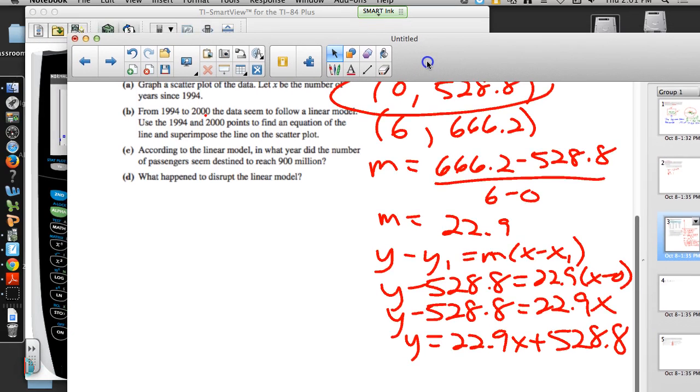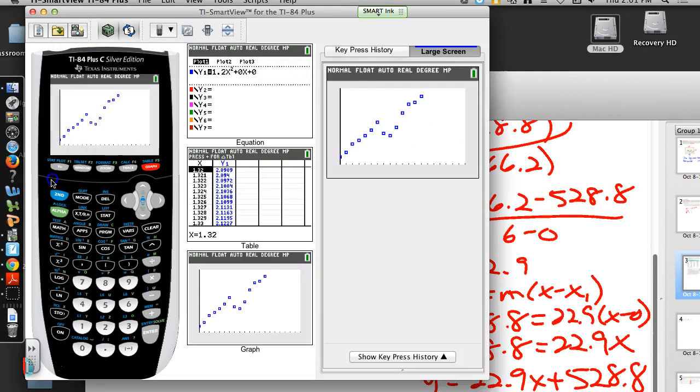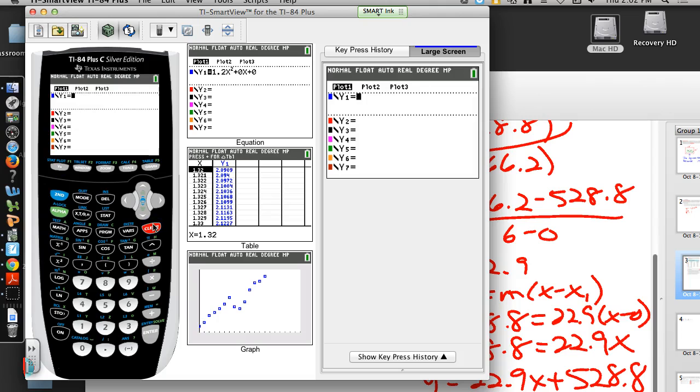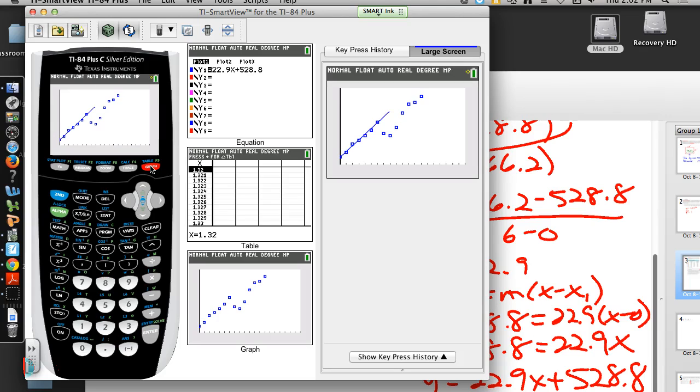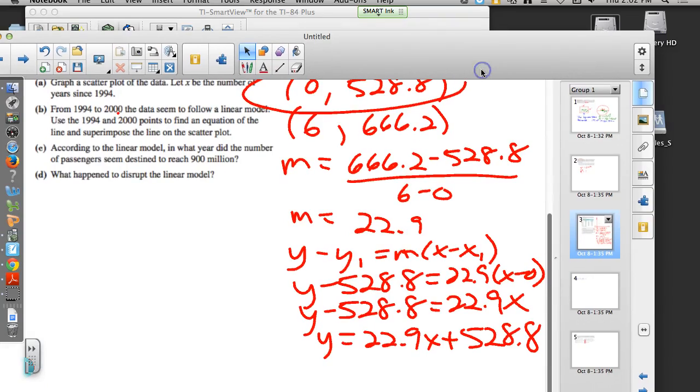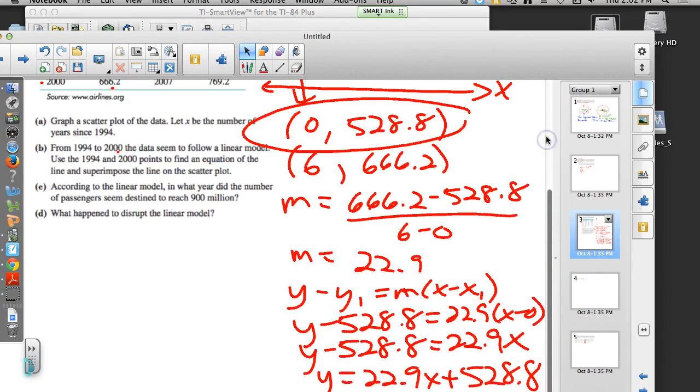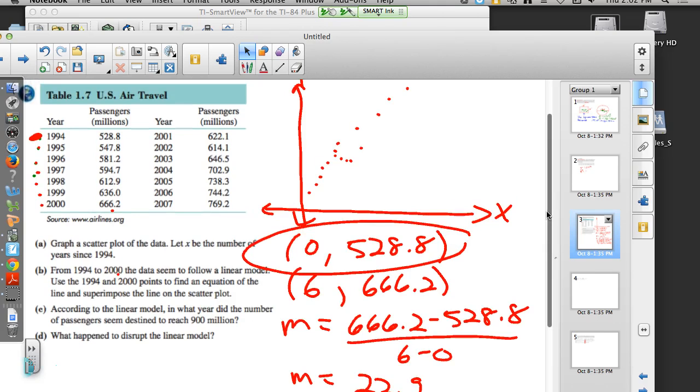And what they want us to do is take that model and put it on the calculator. So back to the calculator we go. And we're going to go into y equals, clear out what I had for the other problem, and put in 22.9x plus 528.8 and hit graph. Not exactly the best line of best fit. It really is above several of the points that we get there. But again, what you would do is on your paper, draw where that line was going, like so.